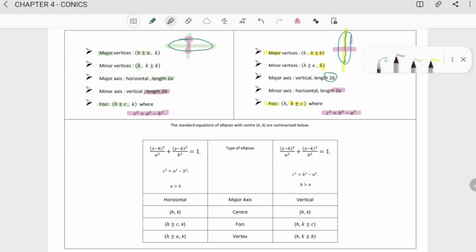And don't forget the equation, because I didn't mention it. This is the equation of the ellipse. It is the same for both horizontal and vertical. The difference is that A is bigger than B in a horizontal ellipse, and B is greater than A in a vertical ellipse. This is a comparison between horizontal and vertical ellipses, with the information on the formulas. That's it.